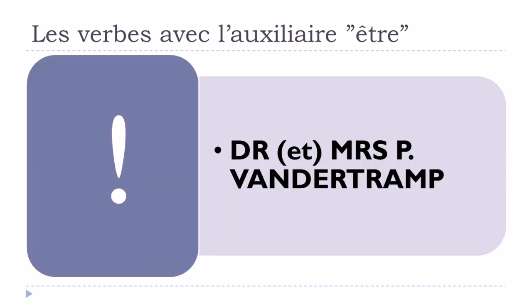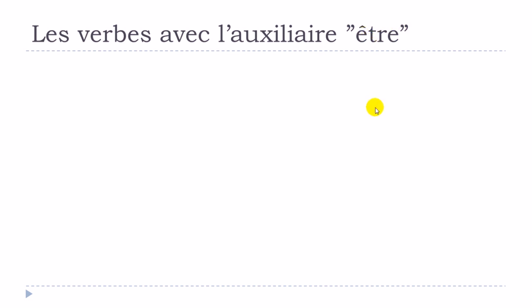It's called Doctor and Mrs. P. Van der Tramp. Okay, so it's a technique that apparently is used in English-speaking countries. We'll see that it can be quite useful. I'm not really sure if it's working for everyone, but still, it's one technique. The idea is that you will try to remember these names, and each letter will represent one verb that will require this auxiliaire être. Okay, so let's start now.